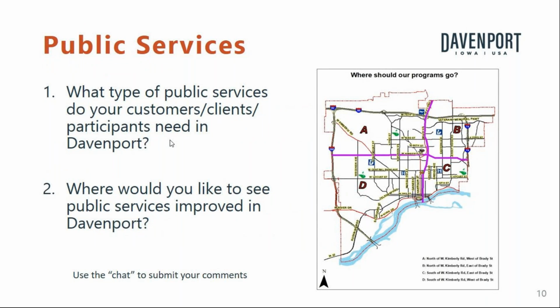So for public services, what type of public services do your customers, your clients, your participants, or you need in Davenport? And then where would you like to see these public services improved upon in Davenport? Maybe we're missing an area of the city that needs a youth group or something like that. So we'll give you a few minutes if you'd like to put your comments in the chat box, and then we'll move on to the next one.